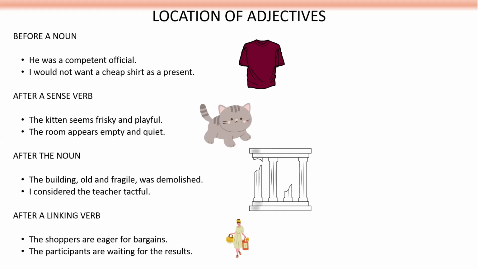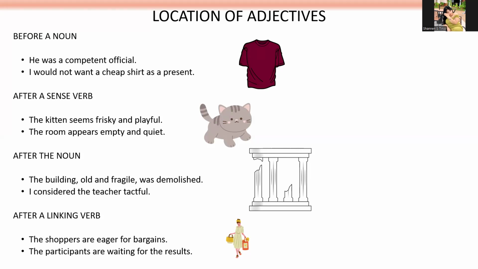Okay, so when the adjective is located before a noun, this is the sentence. He was a competent official. Let's take a look at the first example. He was a competent official. First of all, let us identify where is the noun in this sentence. Any hands? He was a competent official.